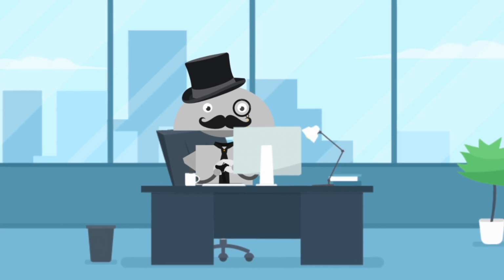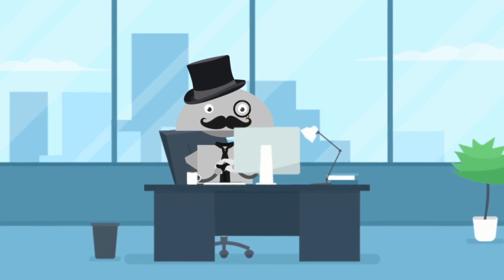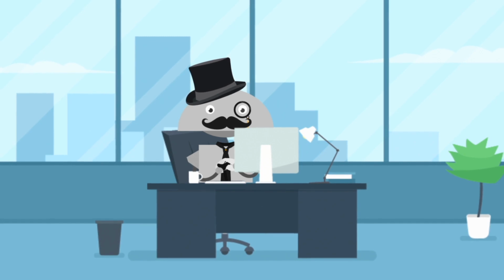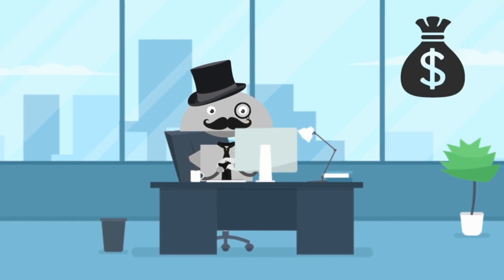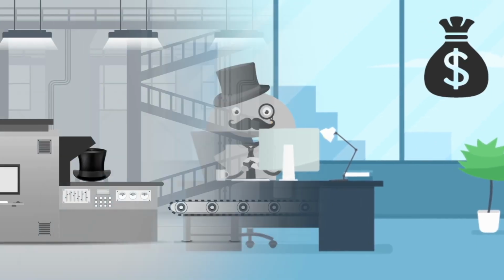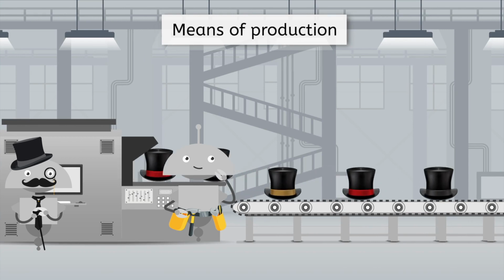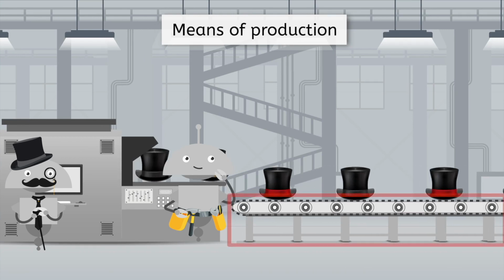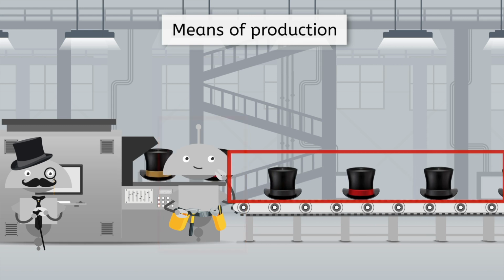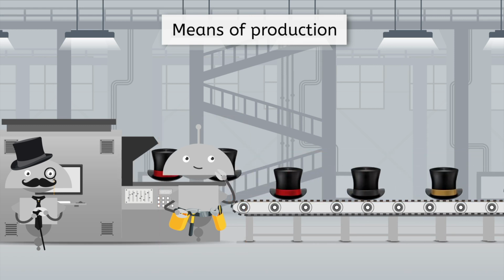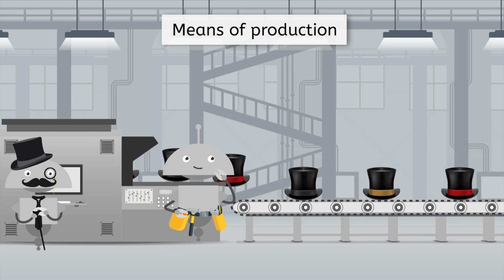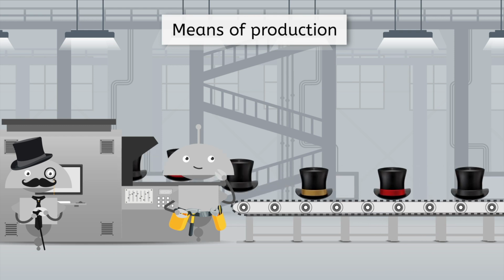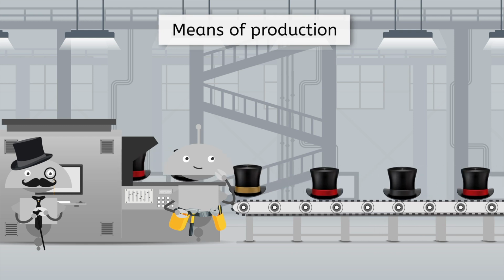Meet Mr. Profit, the owner of the bustling hat factory in Industryville. He represents business in our story. Mr. Profit owns a business that makes and sells hats. The factory, the machinery, the workers, and the materials he uses to produce these hats are what we call the means of production. This refers to all the things that go into making goods and services.